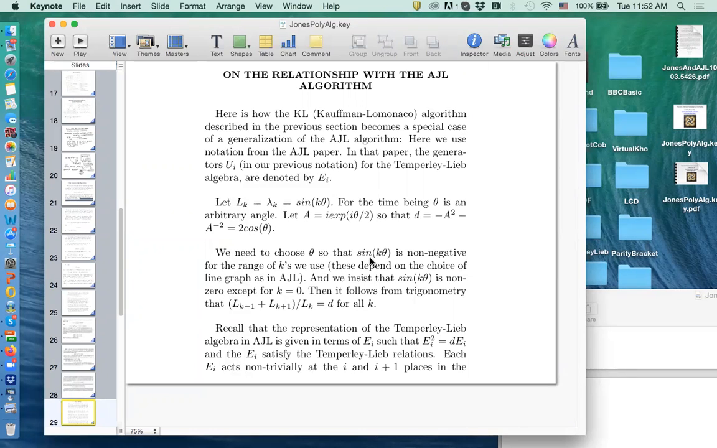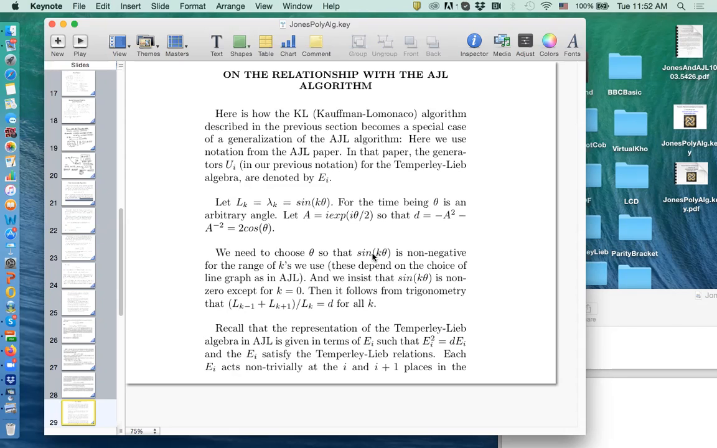And then one needs to choose the theta so that the sine of k theta is non-negative, because the same philosophy is being used here. One wants the representation of the Temperley-Lieb algebra to be real symmetric. So he insists that the sine of k theta is non-zero except for k equal to 0.